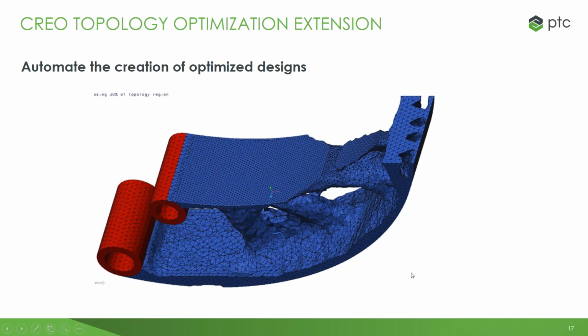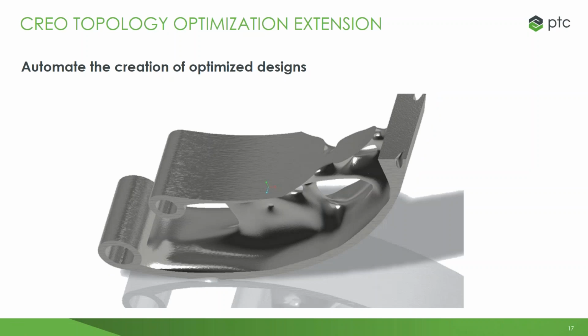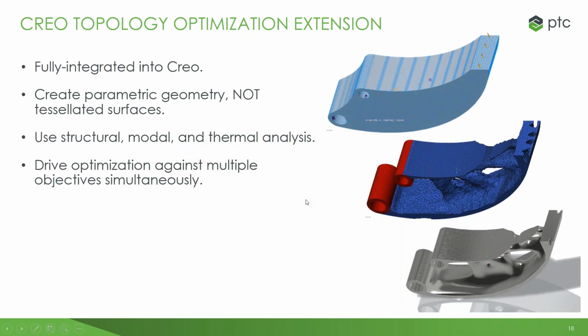It's going to give us an ideal shape in the form of a mesh based off the parameters that we gave it. But like I said, since we're right within Creo Parametric, it's actually going to be able to spit out a parametric model for us. So it builds parametric features based on our optimal shape, and it recreates the product entirely for you.